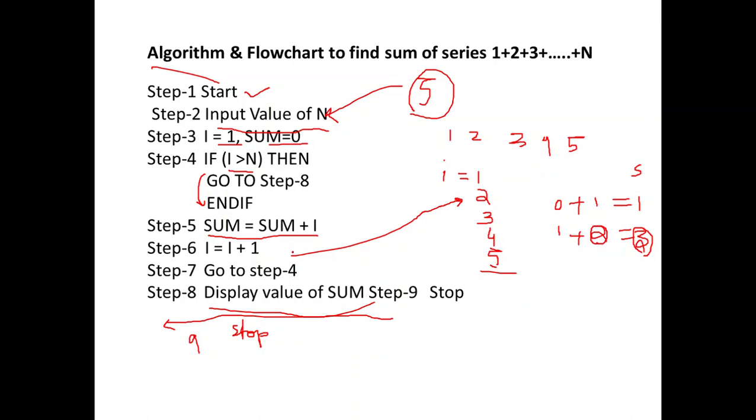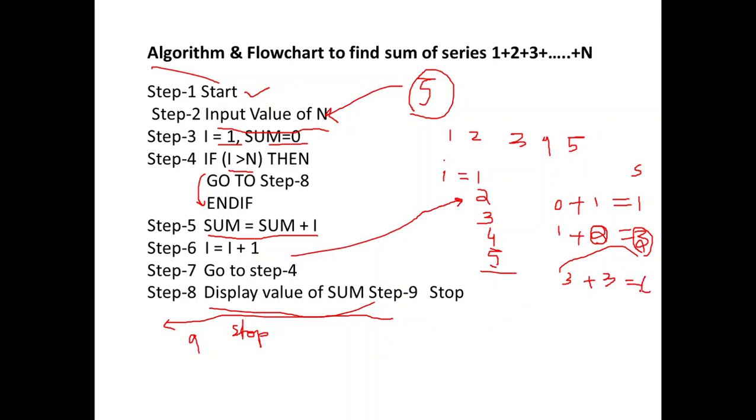Now what happens? I equals I plus 1, that is 2 becomes 2 plus 1, that is 3. Is 3 greater than n? No, right? Therefore here comes sum equals sum plus I. So now the sum value is 3, and 3 plus the I value, which is also 3, so the value will be 6.